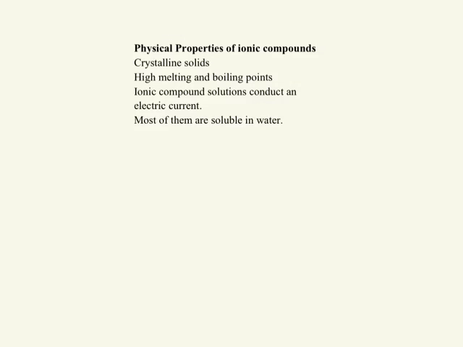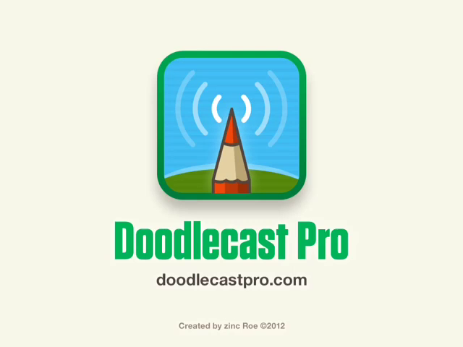These were the formulas and naming of the ionic compounds. Physical properties of ionic compounds: most ionic compounds are crystalline solids because it's a very strong kind of bonding. Most have high melting and boiling points. When they are in solution form, they can conduct an electric current, and most of them are soluble in water.